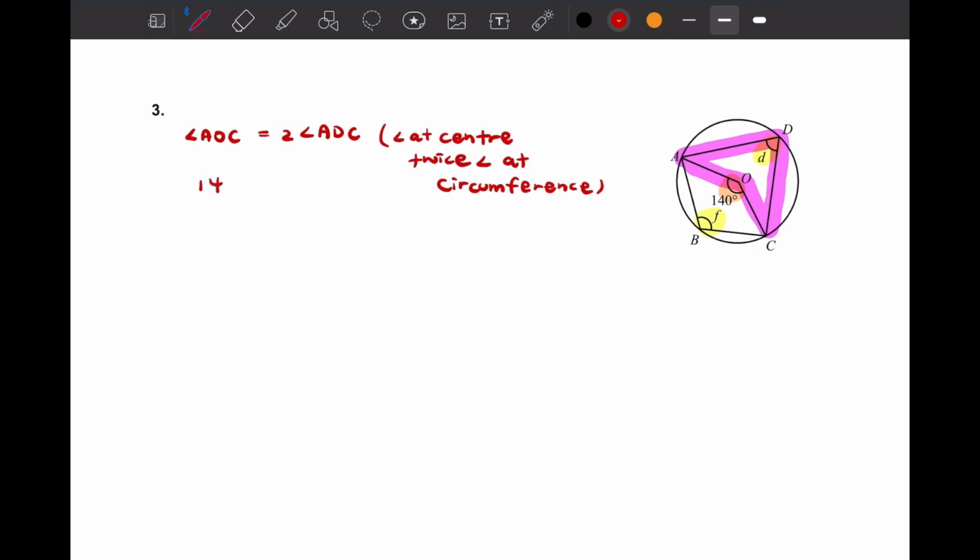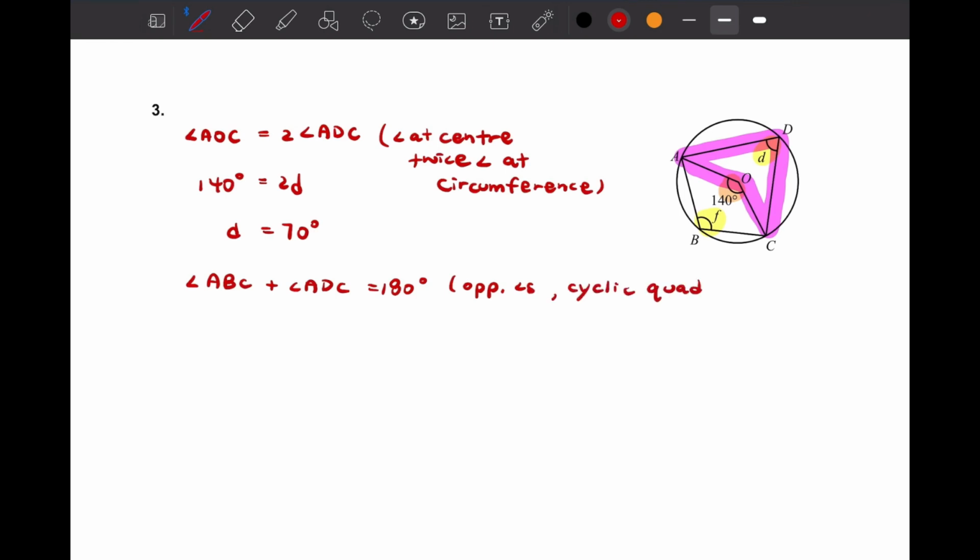Okay, so therefore 140 degrees equals 2D, and D equals 70 degrees. And once we got that, we just said that D and F add up together to give you 180, isn't it? So this is what we have learned today. So adding up gives you 180 because of opposite angles in a cyclic quadrilateral. Okay, so F adding this 70 gives you 180. So therefore F is 110 degrees.